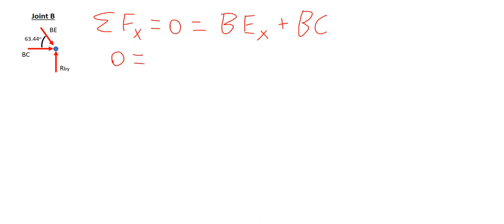So we get 0 is equal to BE cosine 63.44 degrees plus BC. Earlier, we solved for BE and got a value of 586.94.